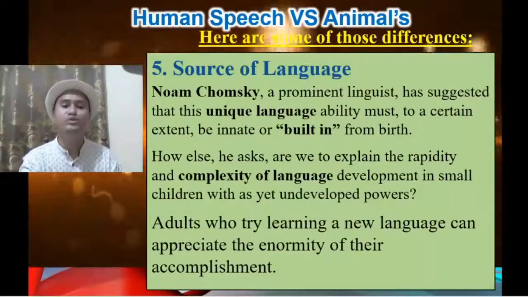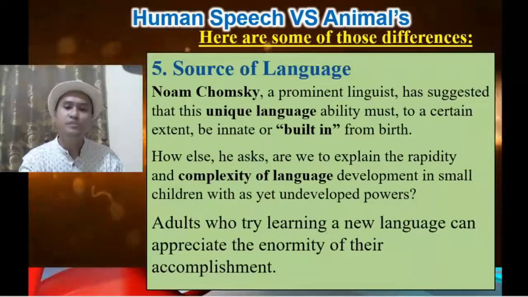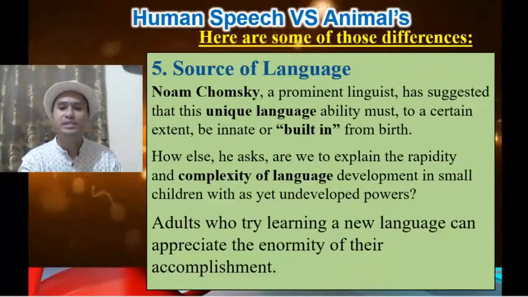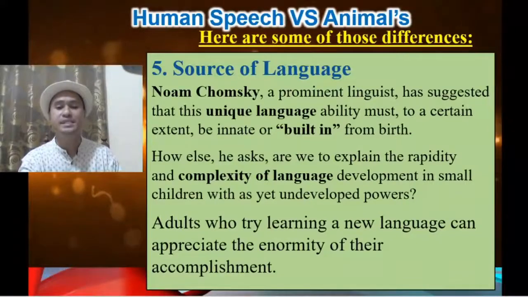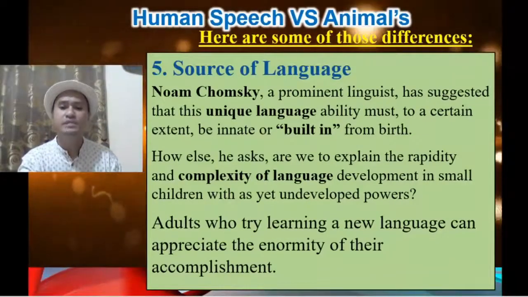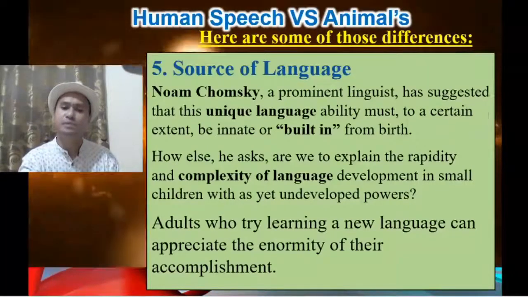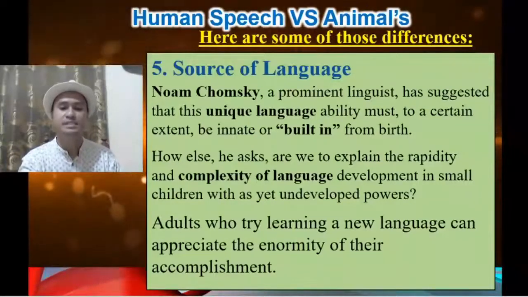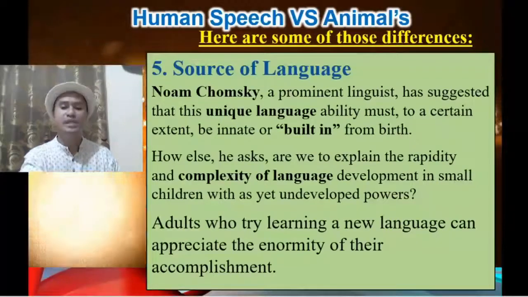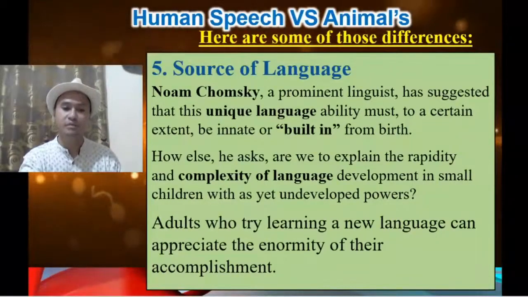Number 5. Source of language. Noam Chomsky, a prominent linguist, has suggested that this unique language ability must, to a certain extent, be innate or built in from birth. How else, he asked, are we to explain the rapidity and complexity of language development in small children with as yet undeveloped powers? Adults who try learning a new language can appreciate the enormity of their accomplishment.